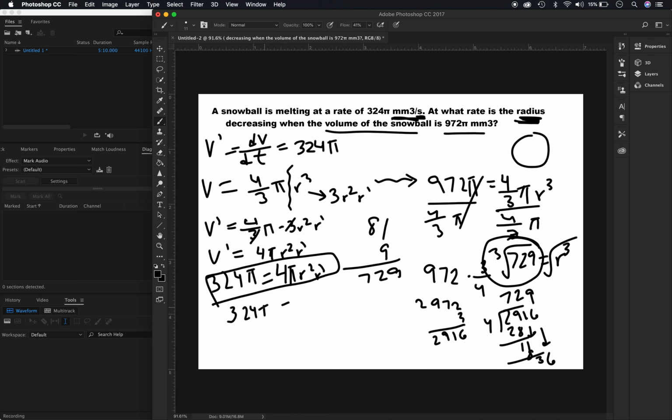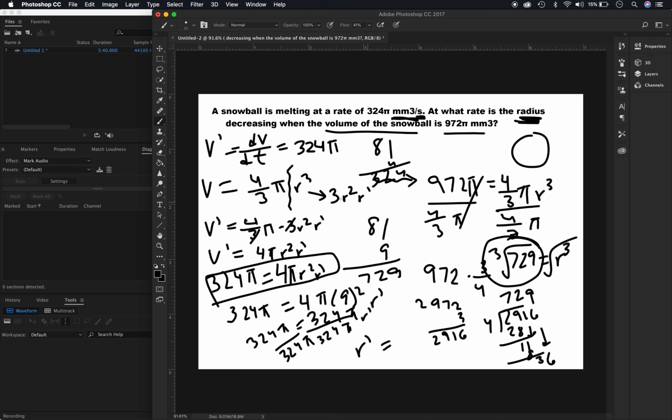Now we are ready to do this. 324 pi equals 4 pi times 9 squared times r prime. So this is so much work. 81 times 4 is 324. Basically, 324 pi r prime equals 324 pi. Divide, and then it's 1. Your radius decreasing rate is 1. And that's how you do that.